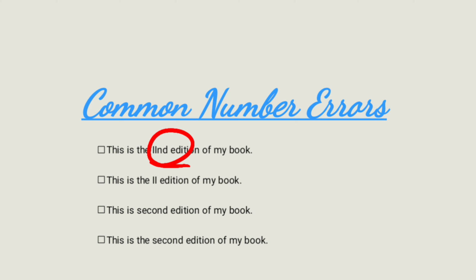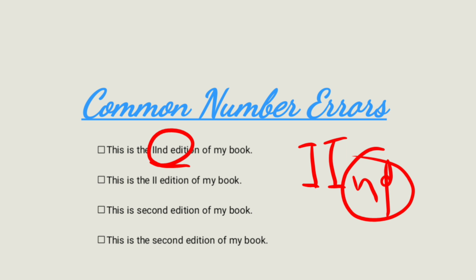It is wrong to use ND with Roman numerals. We don't use ND with Roman numerals, so this one is incorrect. Okay. Second, we don't use Roman numerals here. Okay. Third sentence, what is the mistake over here, bache?